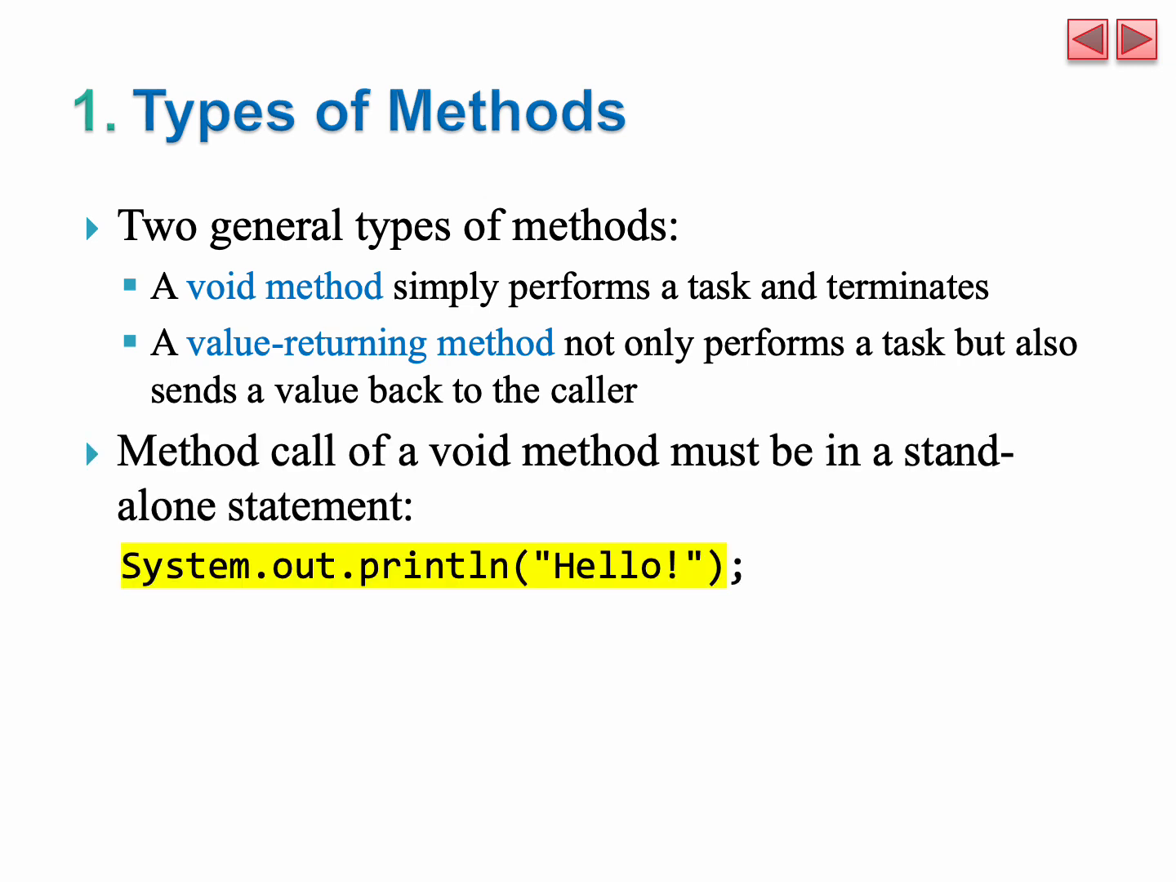In particular, a method call of a void method must be a standalone statement, as in this example. This is a call to the method println on the System.out object, which only prints out a line of text and does not return any value. So we place this method call alone and place a semicolon at the end.